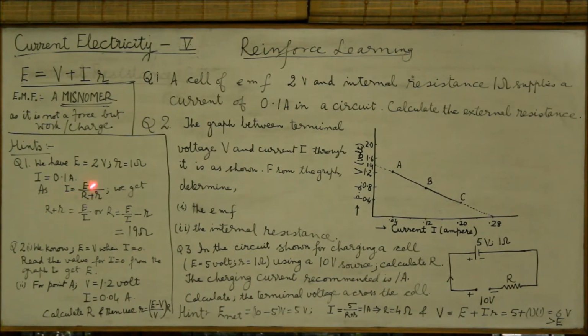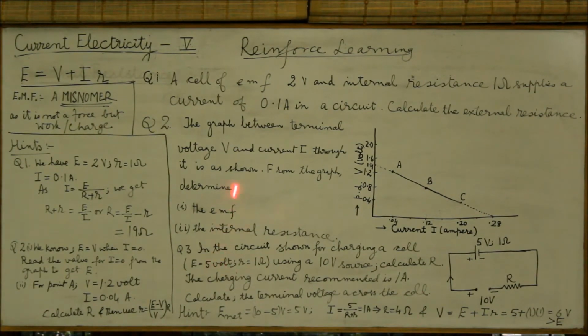According to the relation I is equal to E over R plus r, we have R plus r equal to E over I, or capital R, the external resistance, equal to E over I minus small r. Substituting the values, you will get the result as 19 ohm.